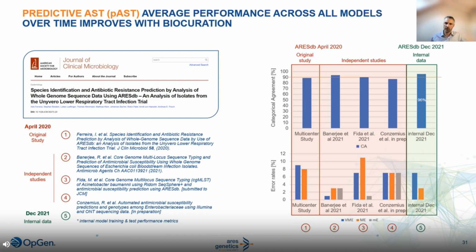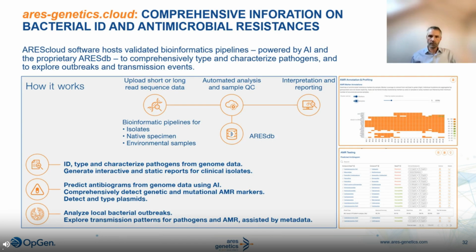The middle of the chart on this slide shows the results of 3 independent studies performed using our 2020 predictive models on different subsets of the full spectrum of drug-bug combinations. Finally, on the right-hand side, highlighted in green, you can see the average performance across our predictive AST models when trained based on a more recent version of the ARESdb. Categorical agreement is very high with an average 96%, and also very major errors and major error rates have significantly improved.